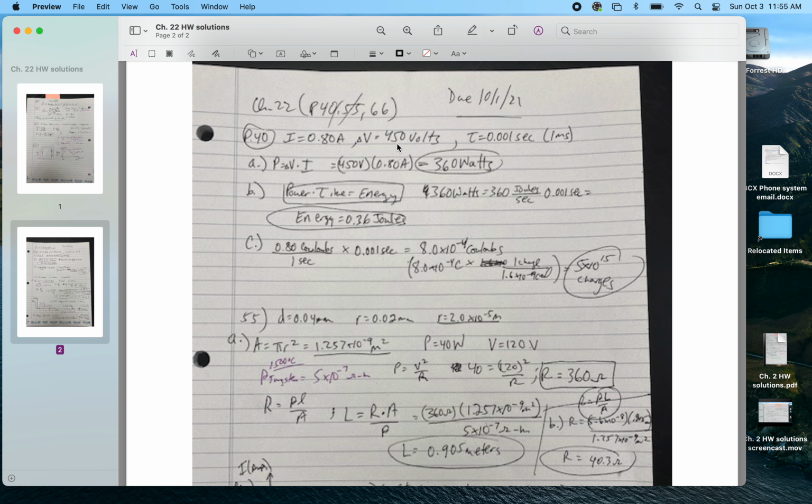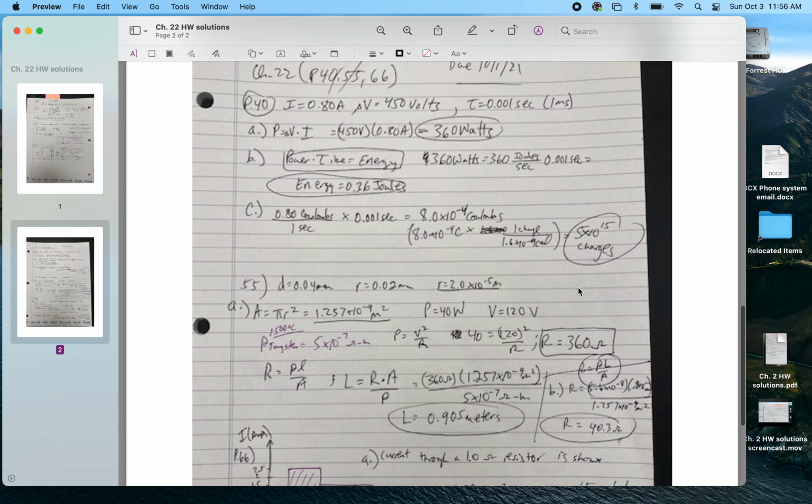So to find the energy that the eel gives off, I take power times time. So that's 360 joules per second times 0.001 second. That was 0.36 joules. And then finally, to find the total charge that the eel gives off, I know it was 0.80 amps. That tells me it's 0.80 coulombs per second times 1/1000th of a second. It gives me 8.0 times 10 to the negative 4th coulombs. If they want it in charges, I can convert that. 1 charge is equal to 1.6 times 10 to the negative 19th coulombs. So that gives me that many charges.